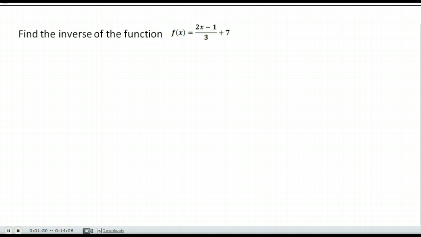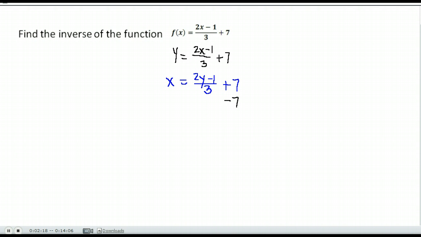Okay, here's another example. So again, let's go through the steps for writing an inverse function. The first step is to write it using y instead of f of x. The next step, we're going to switch all x's and y's. So anywhere there's an x, we write y. Anywhere there's a y, we write an x. So we have x equals 2y minus 1 over 3 plus 7. And then we solve that equation for y to find our inverse.